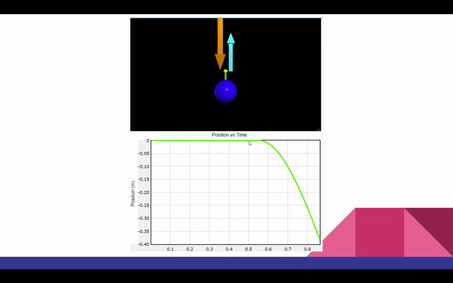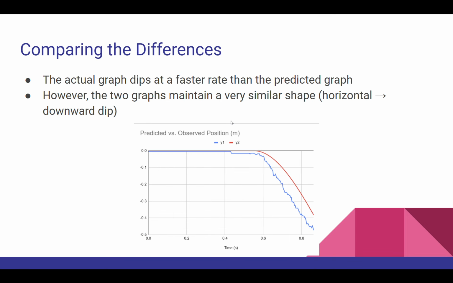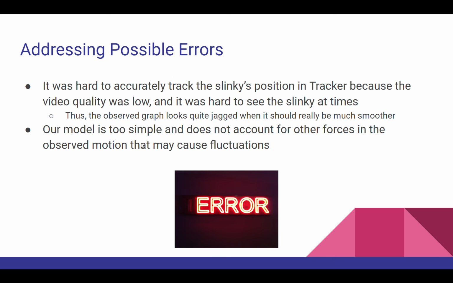And here's what the graph looks like. It's like horizontal and then turns into a dip motion. And here's the actual display. For the differences, they're very similar in terms of their shape as it goes from horizontal to dipping at the end at a fast polynomial or super polynomial rate even. And the actual graph dips at a faster rate than the predicted graph by just a little bit, which is due to other factors that we didn't account for.